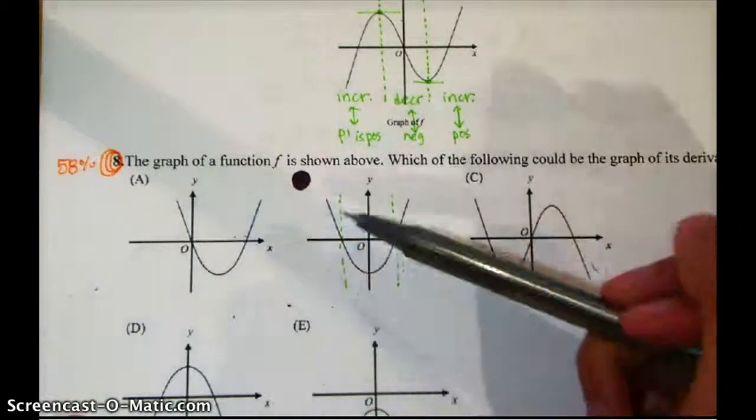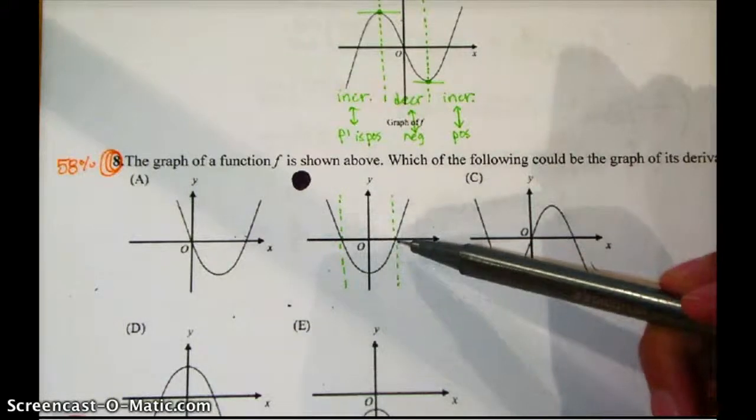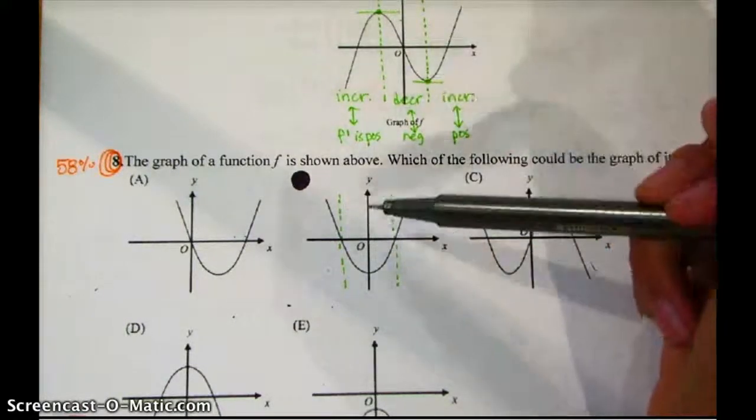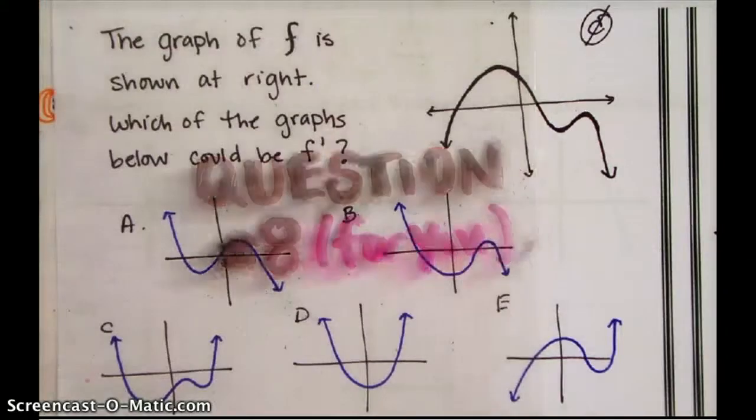Now, to compare A and B, it's really just the placement. Notice where the intercepts are in B. They match where the vertices are in the original function, and that's why B is correct and A is incorrect. Here's one for you to try. Great, here's one for you.